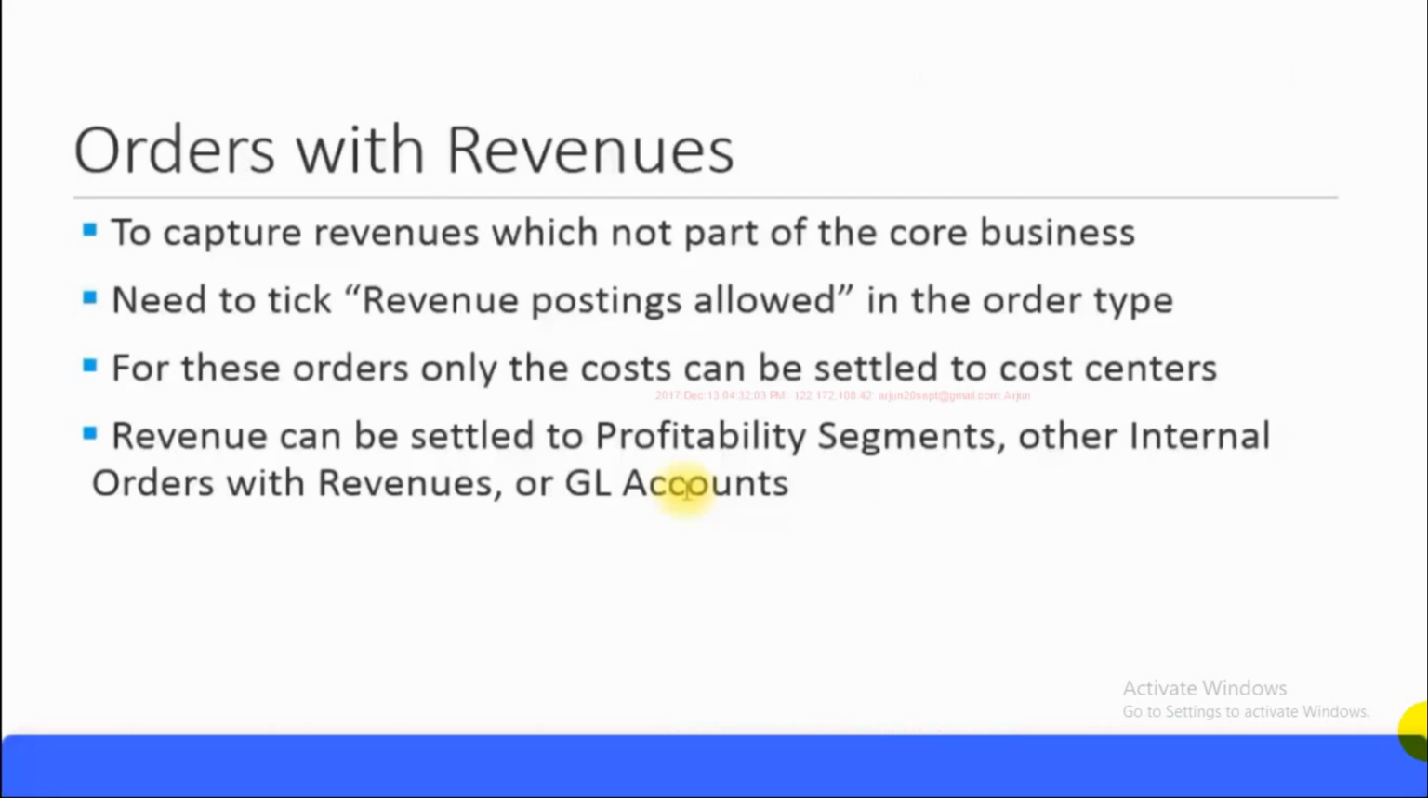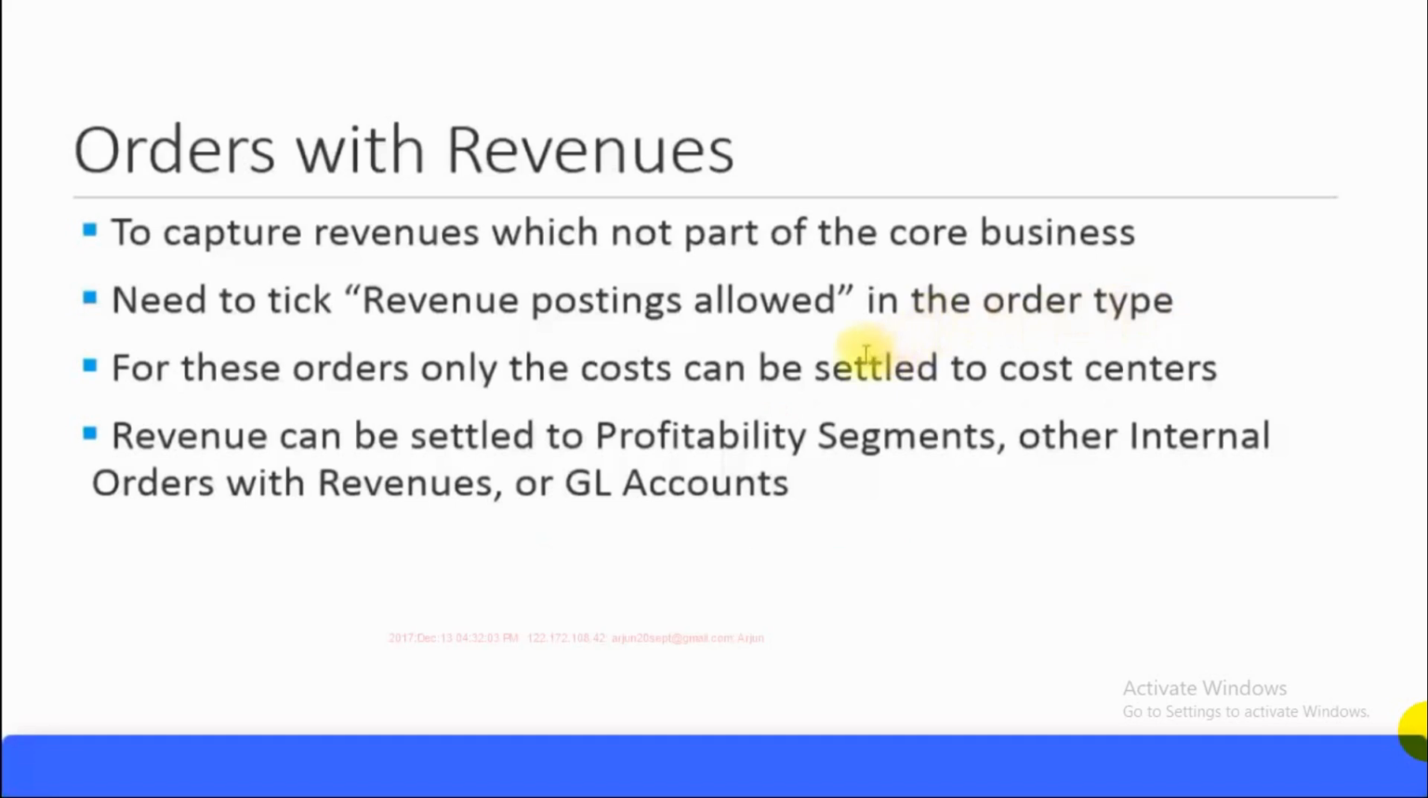When you create the internal order master data, in the order type setting, you have to enable revenue allowed. That means revenue postings are allowed in the order type. If you allow that, you can create this internal order to act as something like a sales order. Usually when you sell something, you'll be selling it via a sales order. But for these one-off activities that are not part of your core business, you can create them under an internal order with revenue postings allowed. So you can track revenue using these internal orders. Once again, these are not very commonly used.